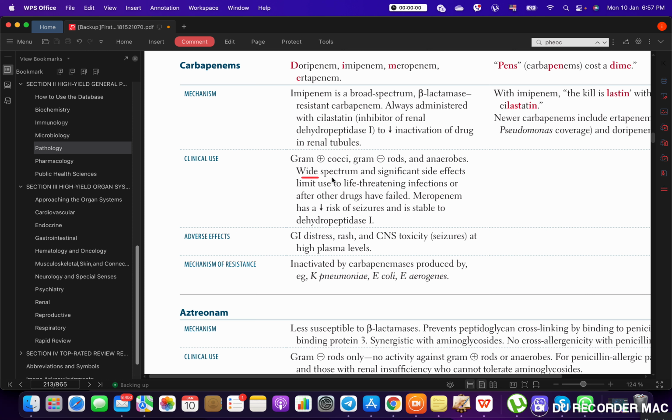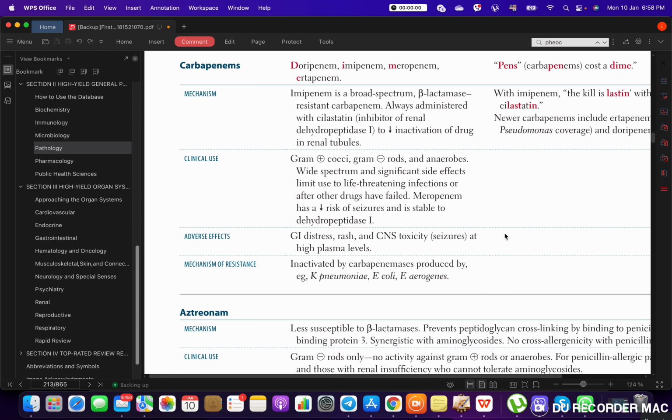It has a wide spectrum, and significant side effects limit the use to life-threatening infections. So we are super scared that we are going to get resistance. Also, it has some serious CNS toxicity, so you need to be careful. We only use it for life-threatening infections that for sure are going to kill that patient, or when the other drugs have failed and we use carbapenem as the last resort.